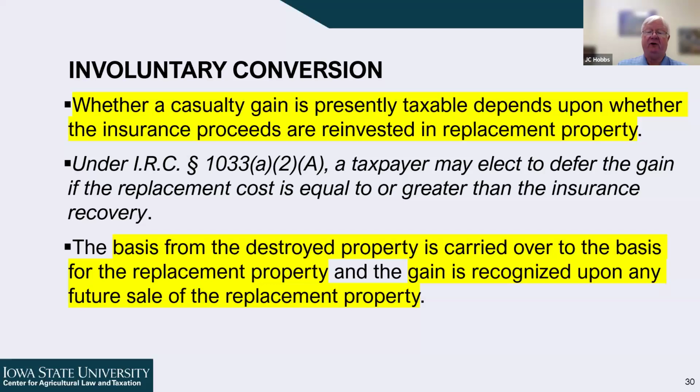The basis of that destroyed property is carried over to the basis of the new replacement property. And then the gain is recognized upon the future sale of that replacement property. So we can move things down the road quite a few years to give us some major relief when we have an involuntary conversion that results in a potential taxable gain.